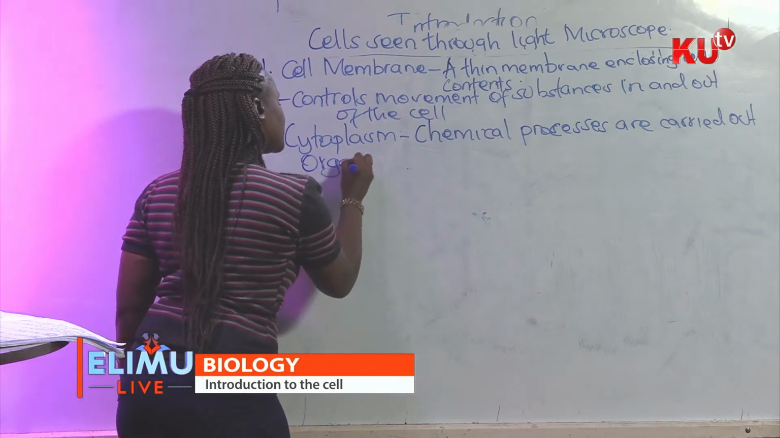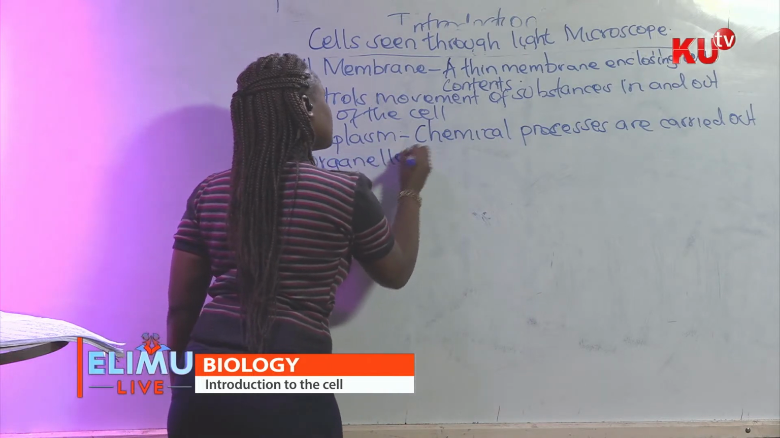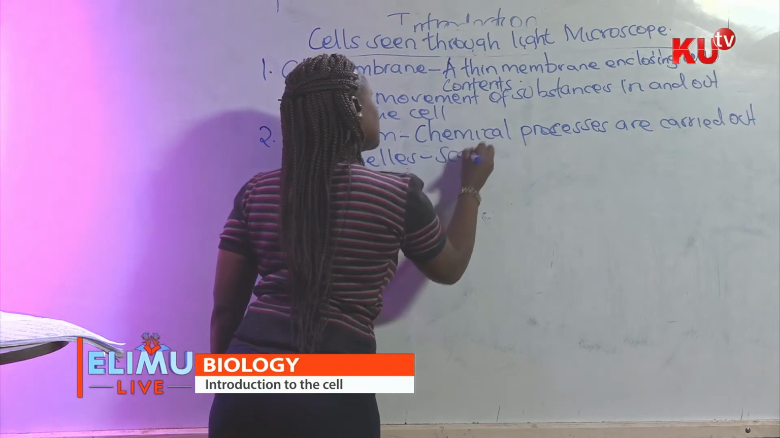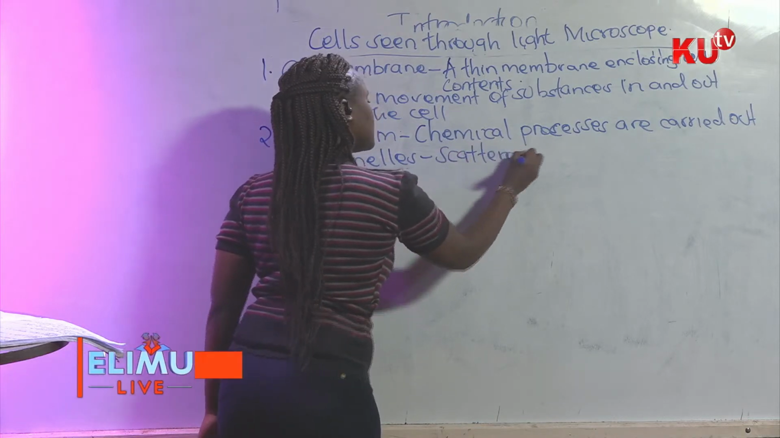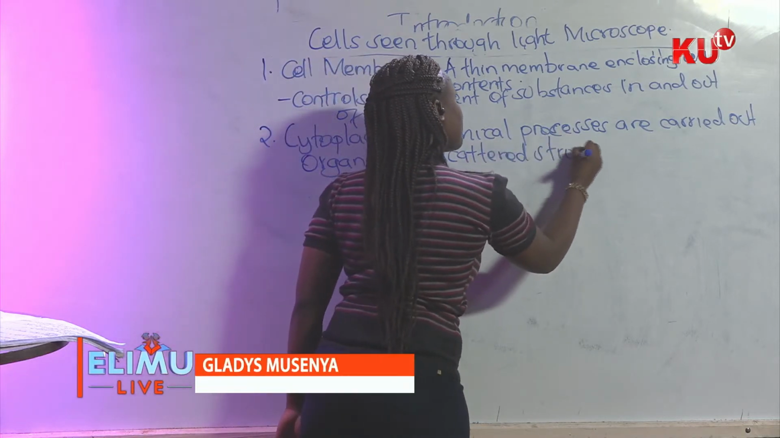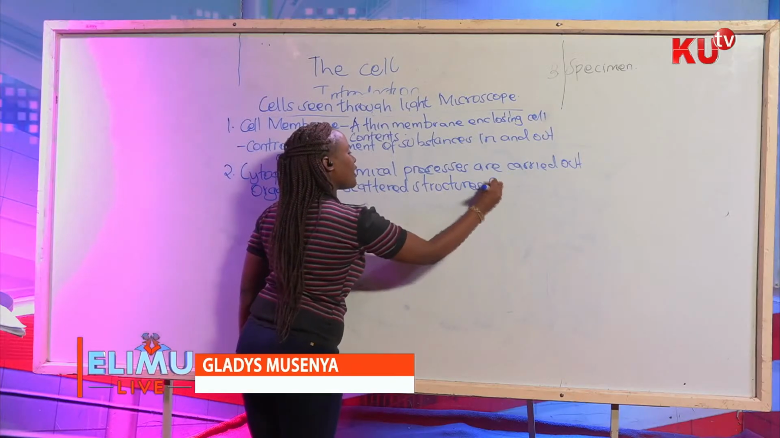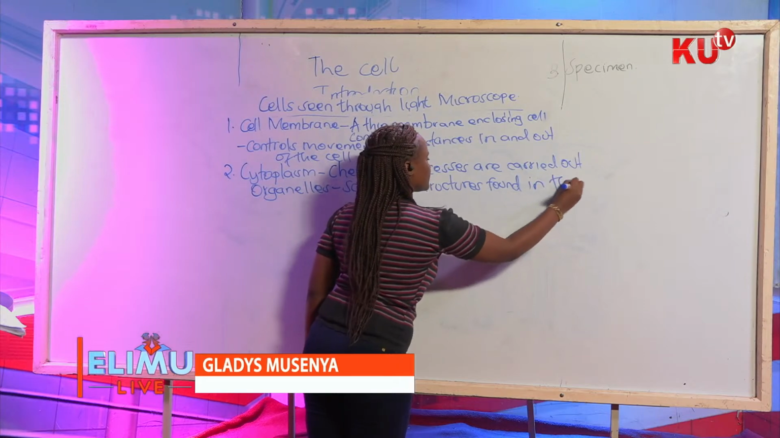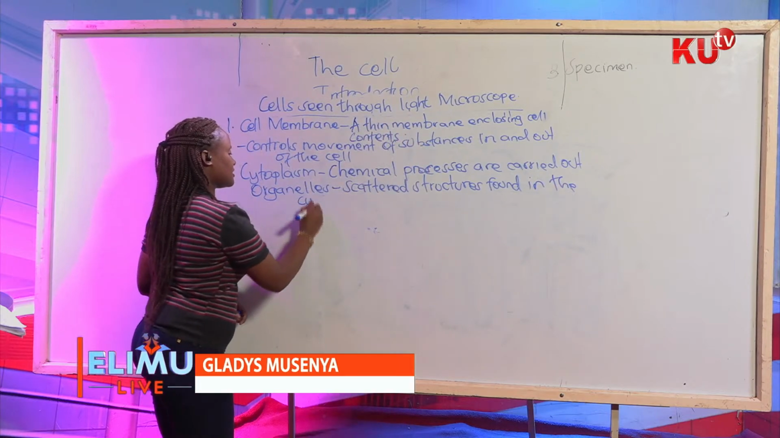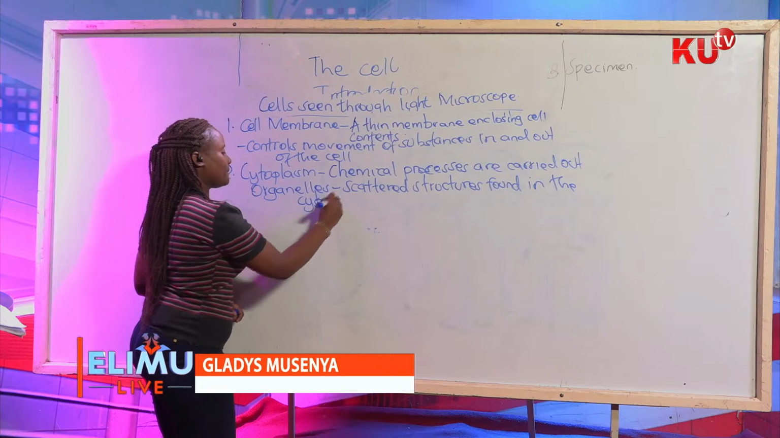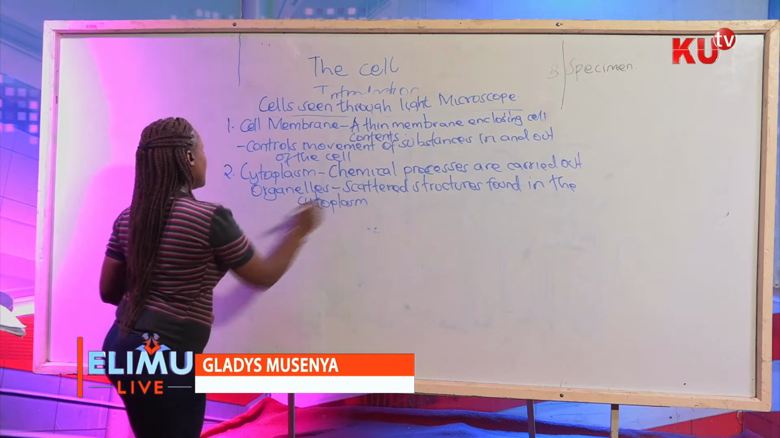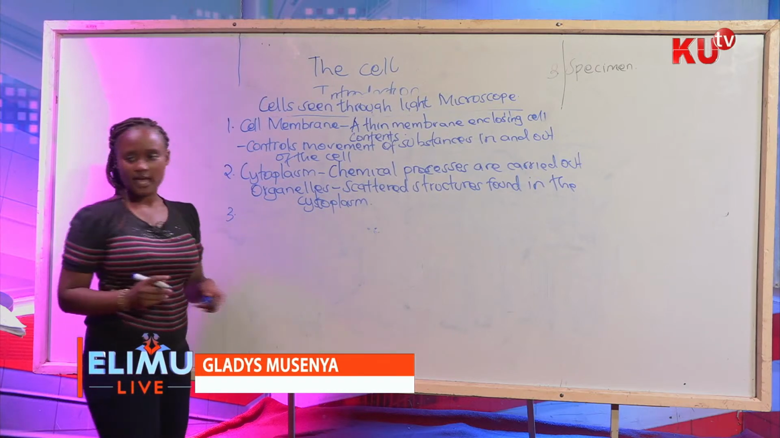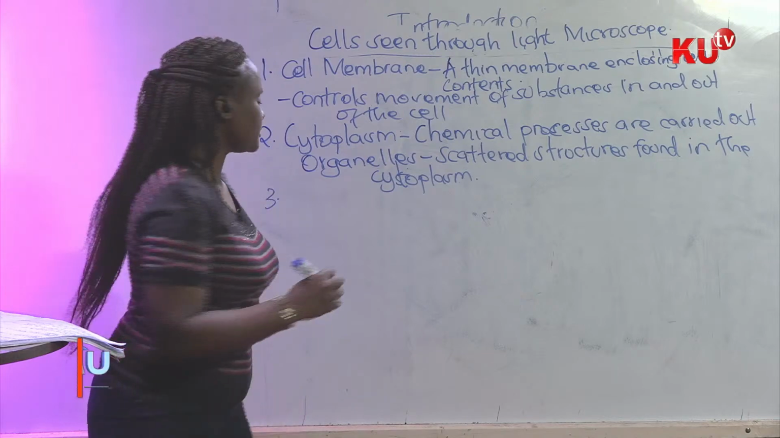So the organelles are scattered structures found in the cytoplasm. And now we go to our third one, that is the vacuole.